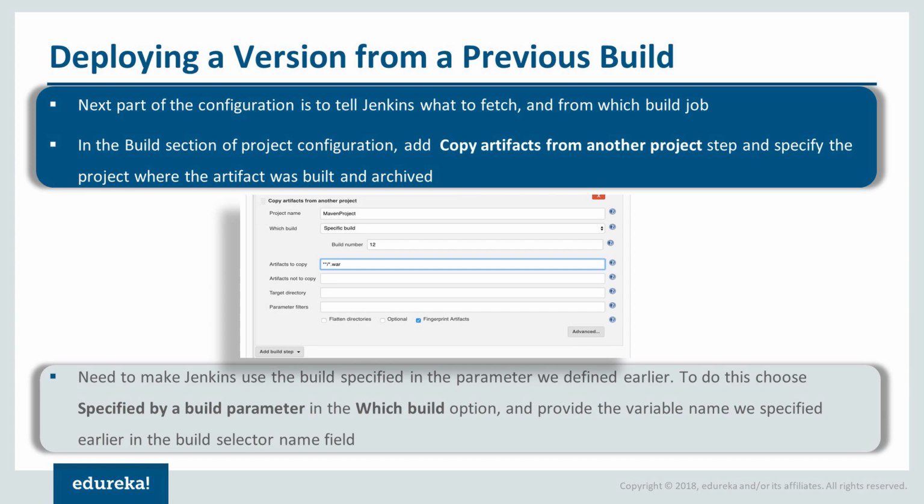Now in this situation, there is one more option we can use. We can use a combination of this job in a parameterized build, and this is the parameter we mentioned earlier. If you see here in one of our previous screens, this is the one: build selector for copy artifact. Once you choose this option, you have the option of giving the build number at runtime. This way we make Jenkins use the build specified in the parameter we defined earlier. To do this, choose specified by a build parameter in the which build option, and provide the variable name we specified earlier in the build selector name field.